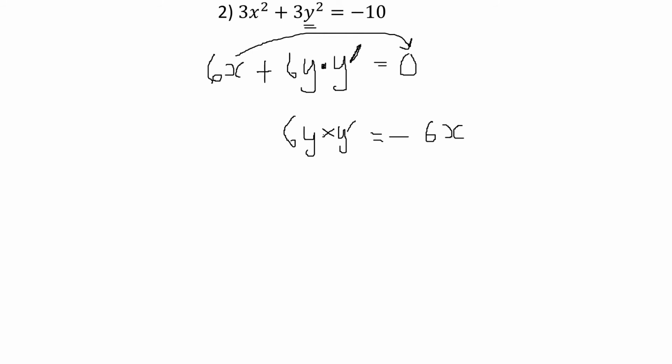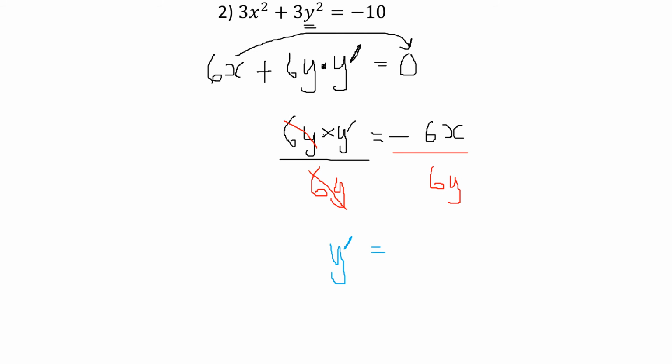So of course, when I bring it over, it becomes negative. And here now, I just divide by 6y. So if I divide by 6y over here, I also have to divide by 6y over here. Regular rules of equation: what you do on one side, you do on the other. So this 6y here cancels this 6y here, thus leaving y prime all by itself.